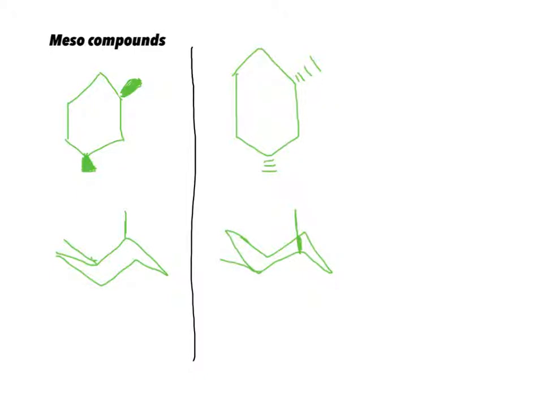Meso compounds or meso isomers are compounds that show a plane of symmetry. When drawn through, you can see that here and here planes of symmetry can be noted, as well as in the bottom structure, a plane of symmetry can be seen here and here. So both, therefore, are meso compounds.